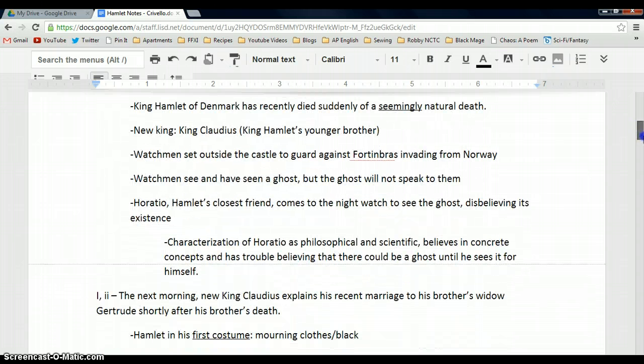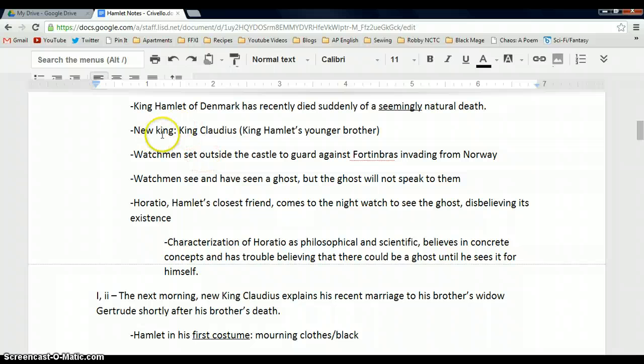Alright, so here's the story. King Hamlet of Denmark has recently died suddenly of a seemingly natural death. He was in very good health, and all of a sudden, boom, he's dead. And I have seemingly underlined because throughout the play, there's going to be this motif of seeming, where people are acting like one thing, but are really something else.